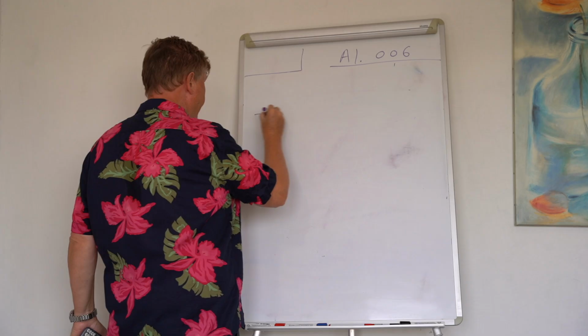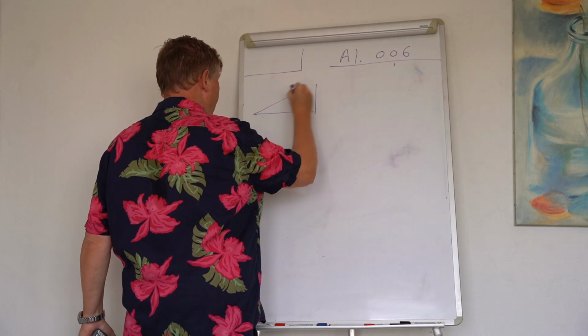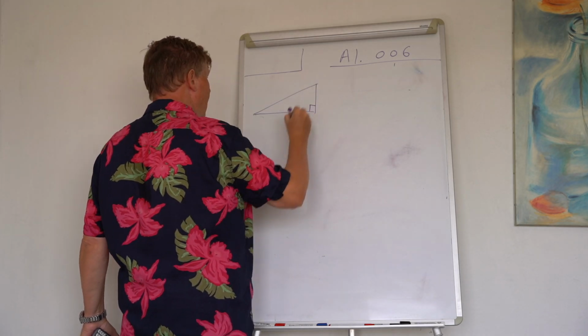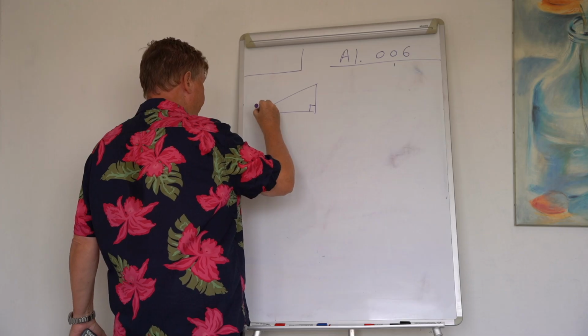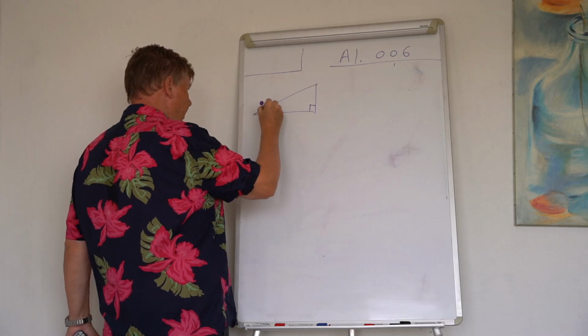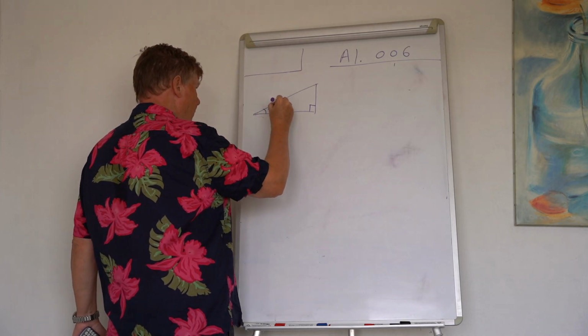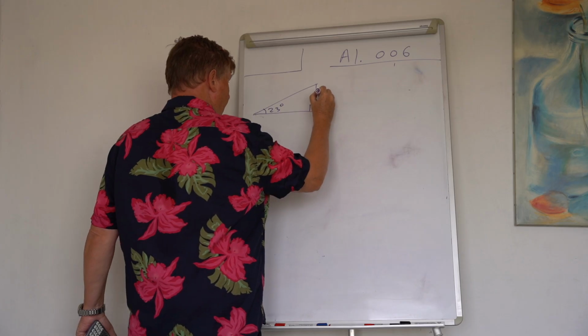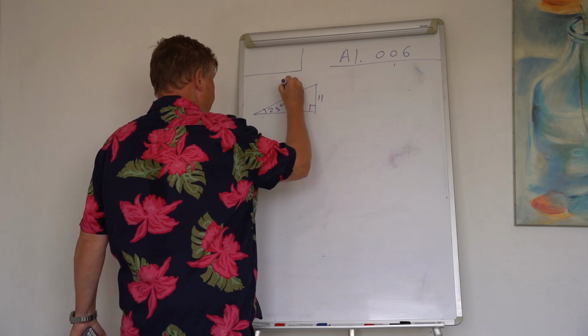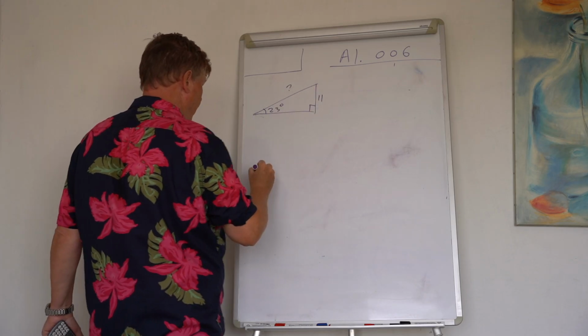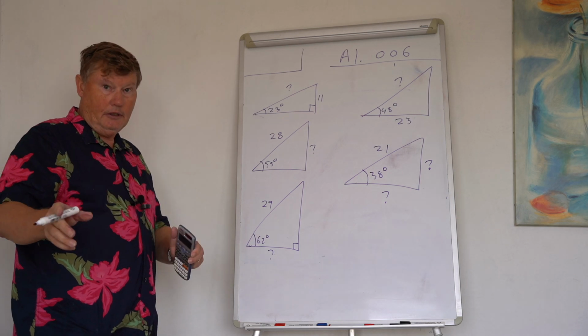Let's do them. Each time I'm drawing you a right angle triangle. I'll have theta down on the left hand side because it's easier. I'll tell you what theta is. 23 degrees. That is 11 units. What is that? That's question 1. Go, you can pause.